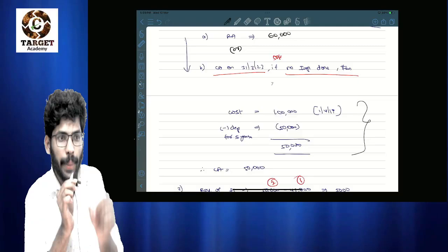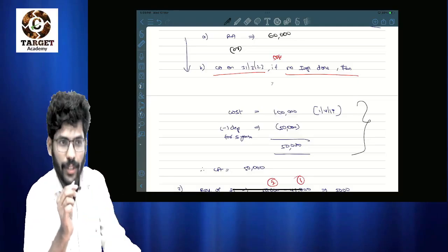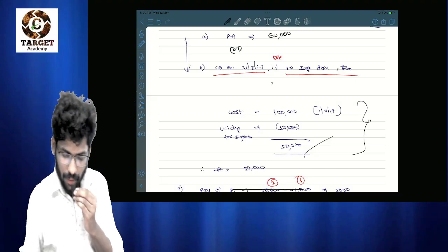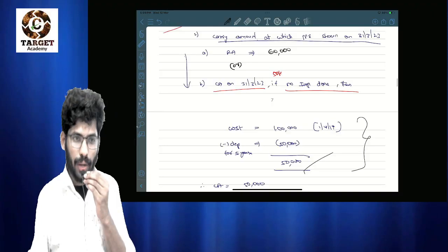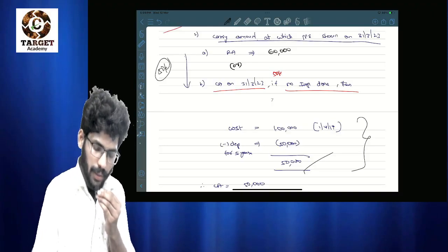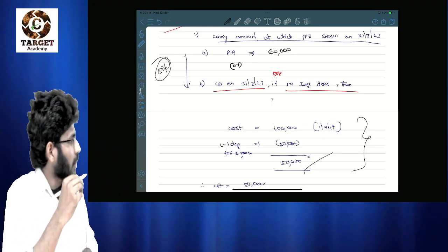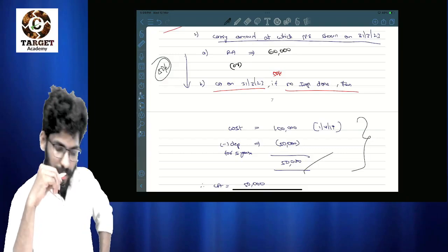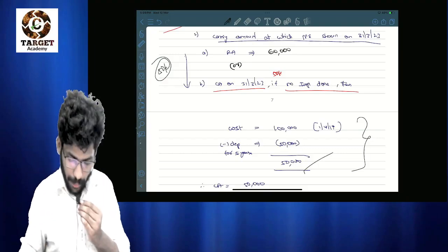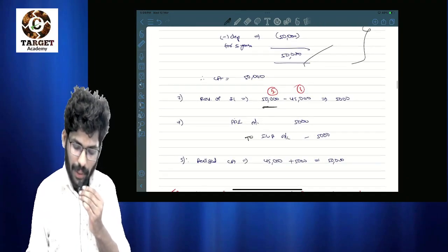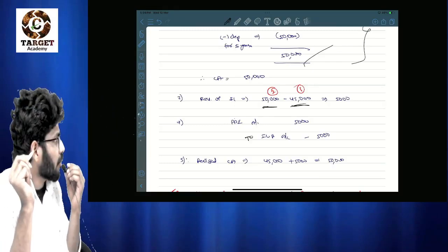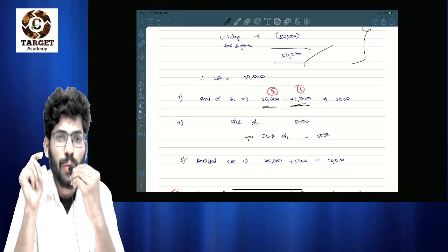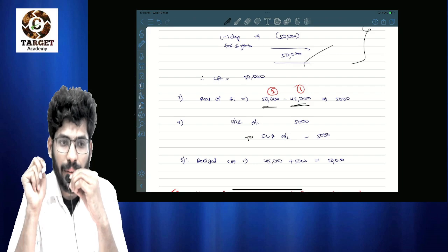If there is no impairment done in previous years, then what should be the carrying amount? 50,000. So 50,000 or 60,000, whichever is lower. How much? 50,000. So then what is step number 3? Step 2 minus step 1. Step 2, how much? 50,000. Step 1, 45,000. Then 5,000 should be reversed. Only 5,000 should be reversed.